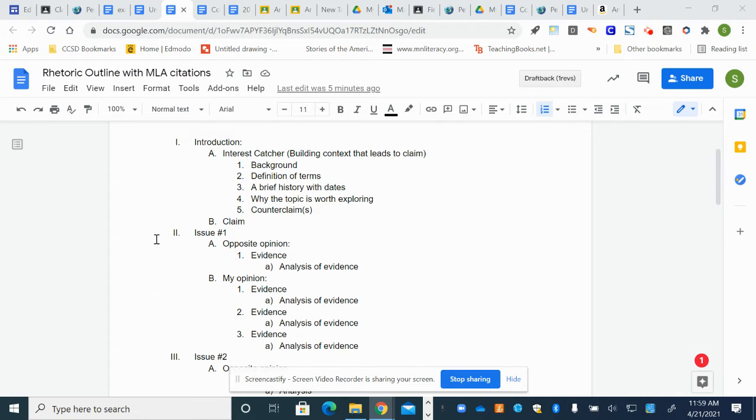So Roman numeral 2, you will have your topic sentence that addresses the first issue that you've identified. Okay, so that should be coming from artifact 1B. Hopefully you did a good job on that. If you have questions about it, just let me know. But what are some issues you've identified with your topic, and you're going to organize them in a way that works best for your paper.